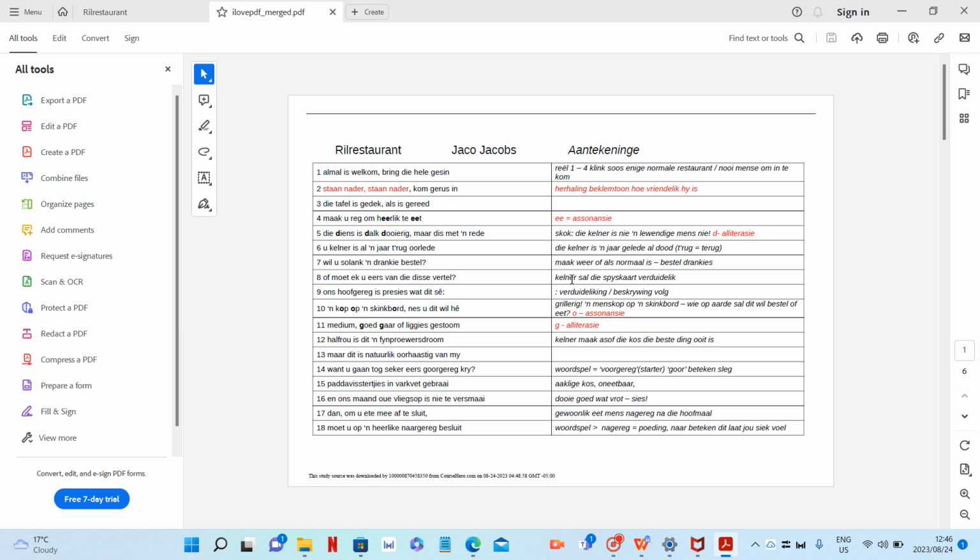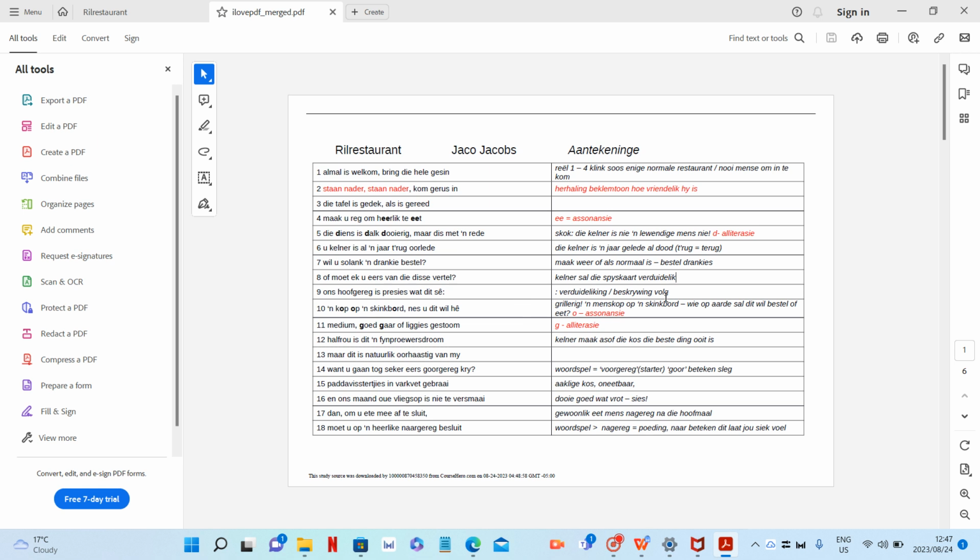So the word for waiter is kelner. So that's the waiter. The waiter's dead. Okay, so here, as if everything is normal, he asks, would you like to order a drink? Of moet ek u eers van die spyskaart vertel? So it says, or should I rather tell you about the dishes on the menu? Ons hoofgereg is presies wat dit sê. So now they're going to describe. They're saying our main course is exactly what it tells you on the menu.